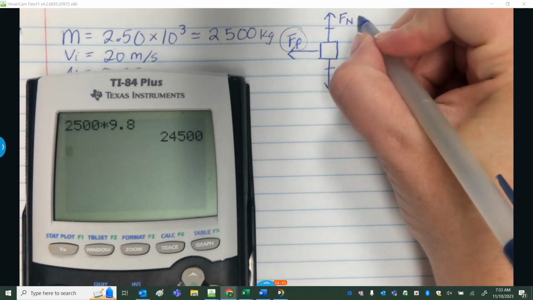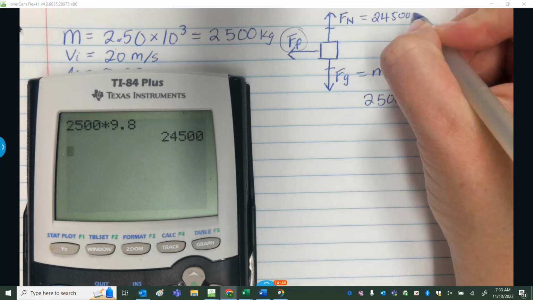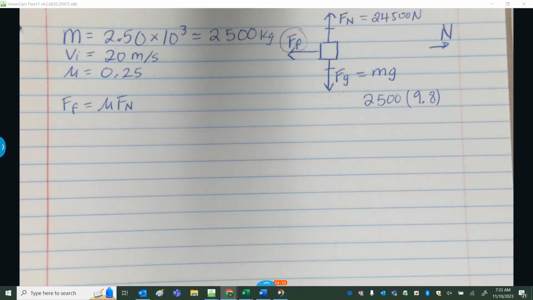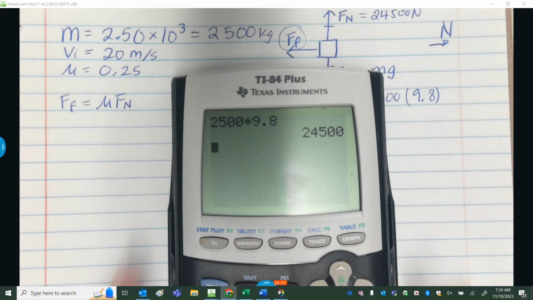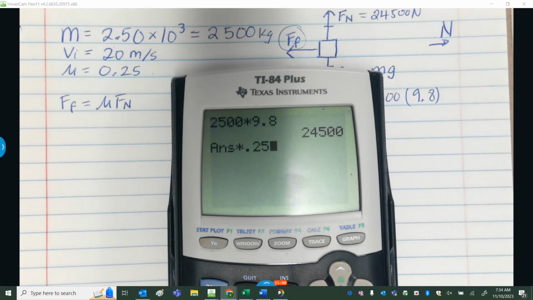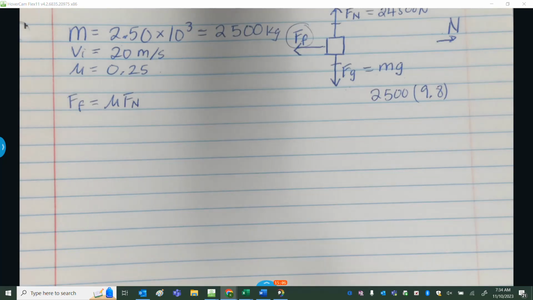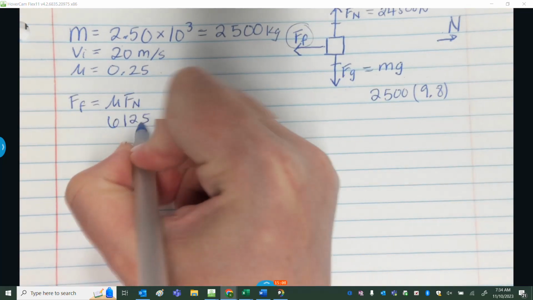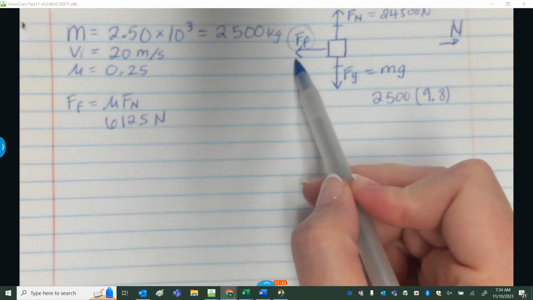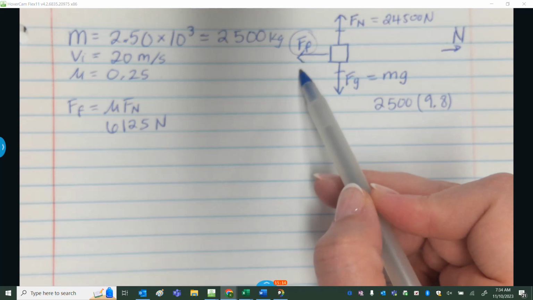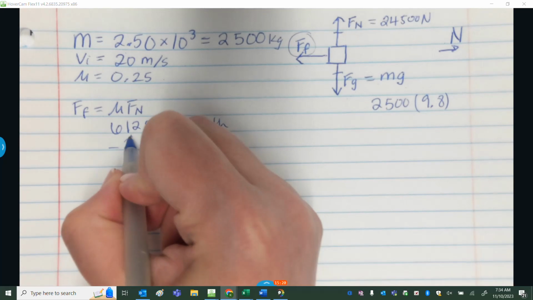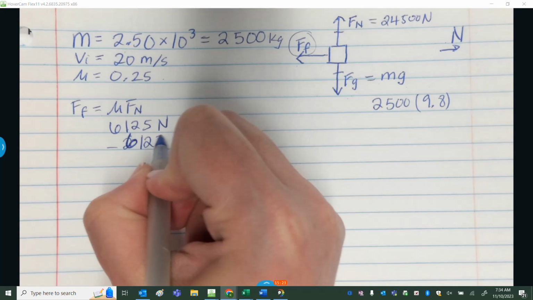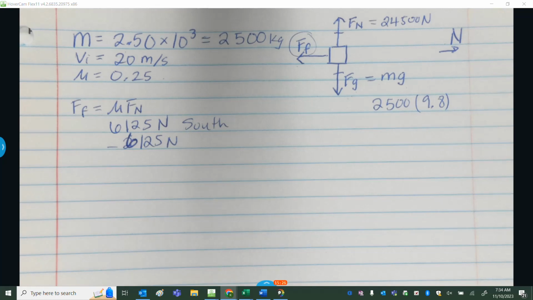Let's write it up here, 24,500 newtons. So we're going to take that number and multiply it by 0.25 because that's what this equation says to do. And we get a force of friction of 6,125 newtons. And again, it's to the south. Since north is this way, it's opposite. Or you can label it with a negative sign. Either way, south, or you can put negative 6125 newtons and call that the negative direction.